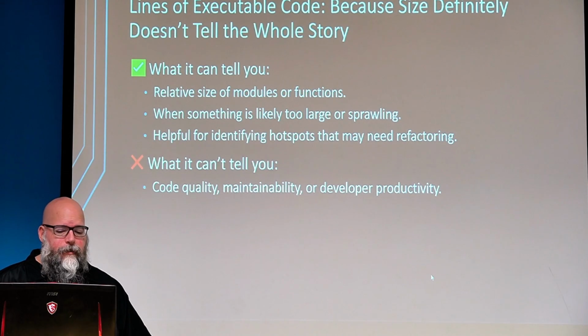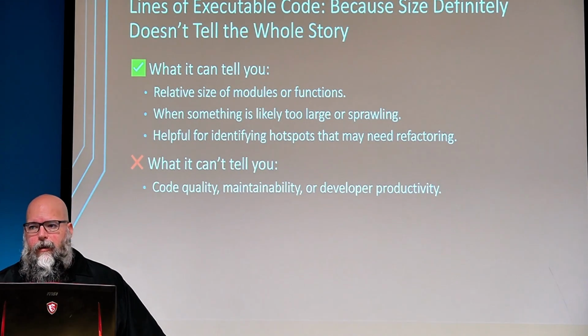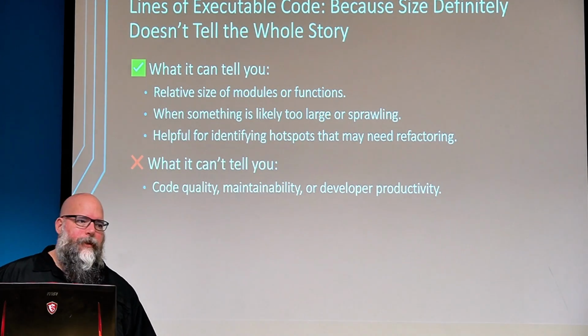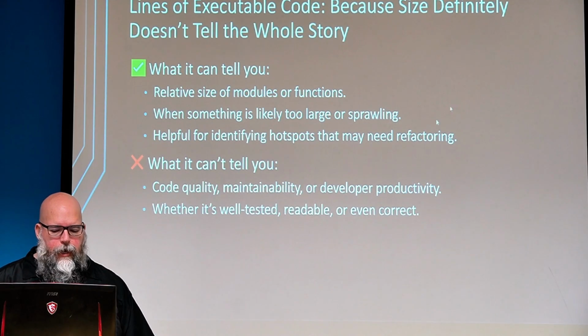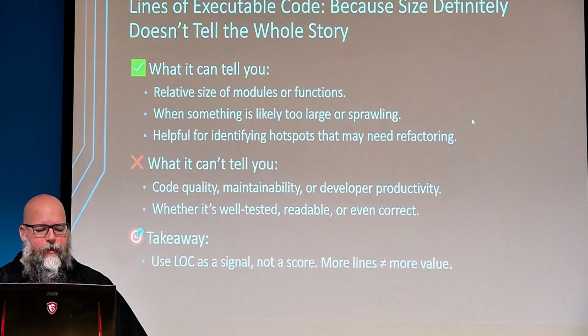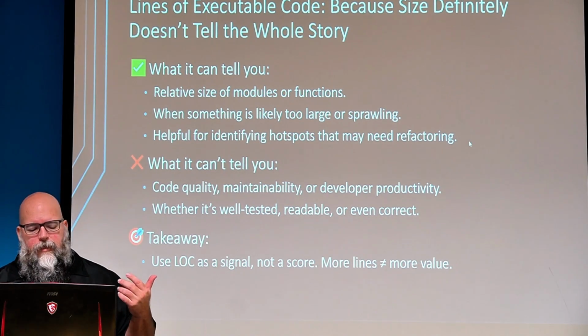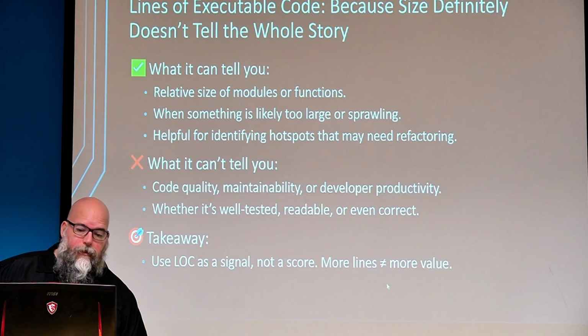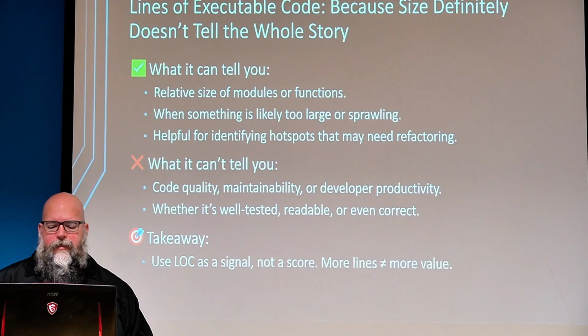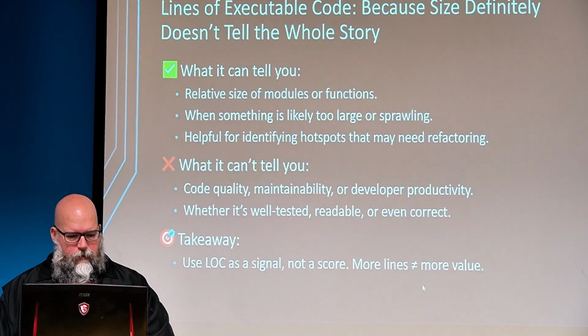So what it can't tell you, it's not going to tell you anything about the code quality, nothing about the maintainability, or anything about the developer productivity. And it's not going to tell you whether it's well tested, readable, or even correct. So the takeaway for this is you want to use lines of code or lines of executable code as a signal, not a score. More lines do not equal more value.